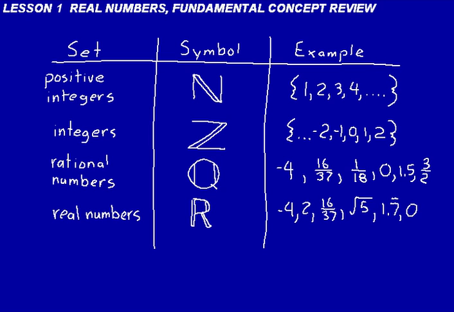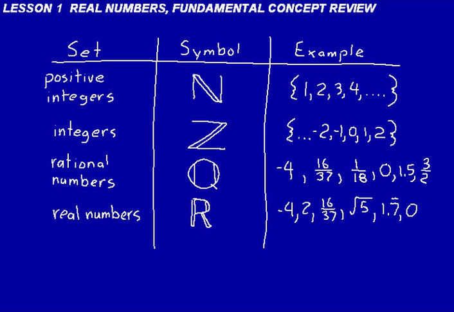Now, if we can have rational numbers, why not have irrational numbers as well? Those would be numbers that cannot be expressed as a ratio of integers. The irrational ones combined with the rational account for basically all numbers. That's the real numbers, and we use that R to represent the real numbers. We have some examples there. An irrational number would be like the square root of 5.